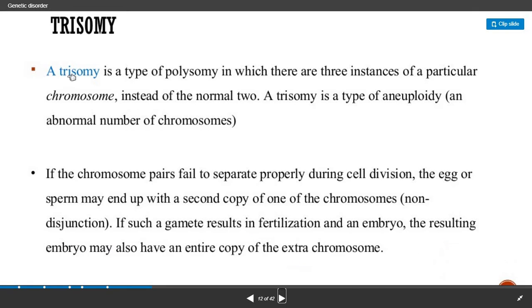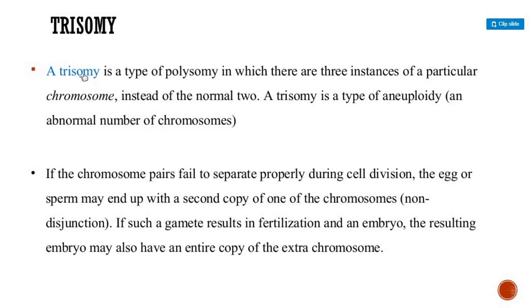Now what is this trisomy? It is a type of polysomy in which there are 3 instances of a particular chromosome instead of the normal 2. A trisomy is a type of aneuploidy, that is, an abnormal number of chromosomes is present in the karyotype. As we have seen, there are 46 chromosomes and 23 pairs. If one extra chromosome is present, that refers to an abnormal number of chromosomes, and it is referred to as trisomy.